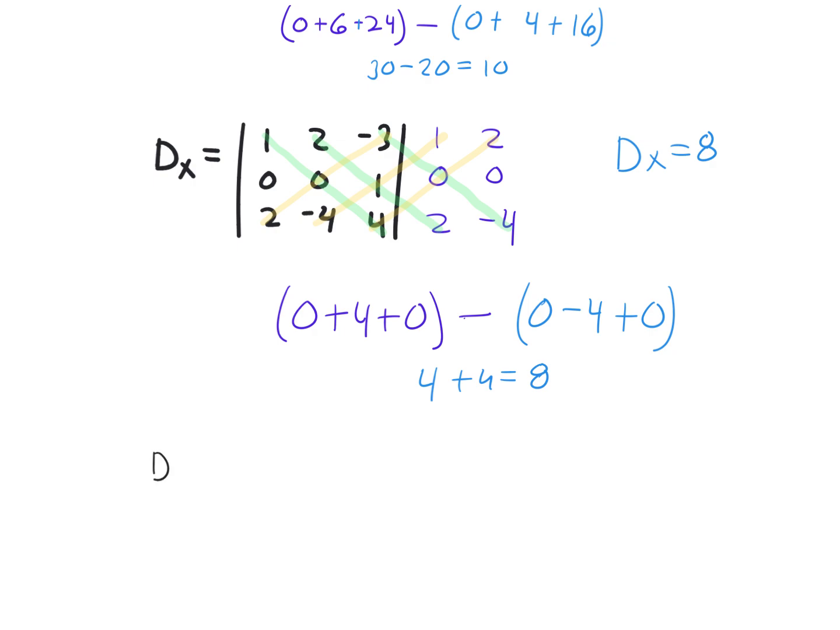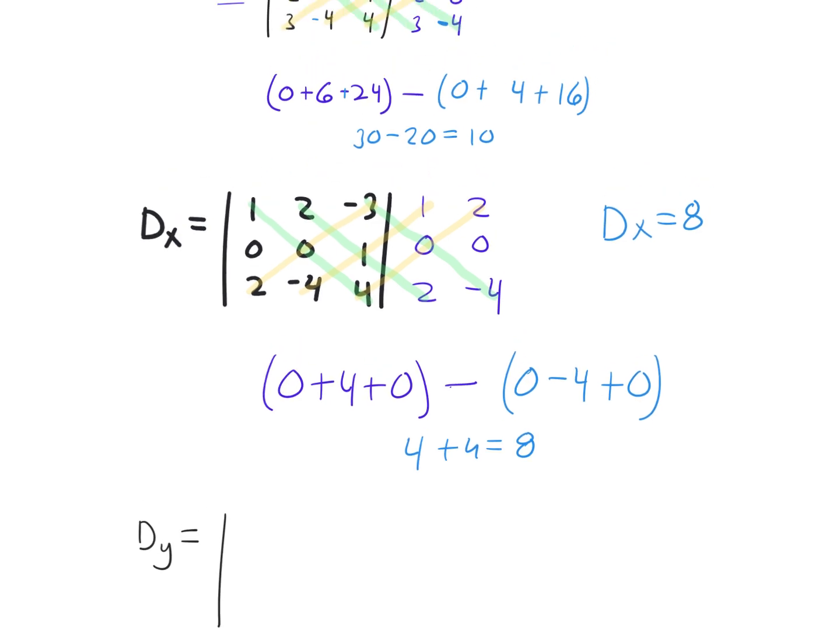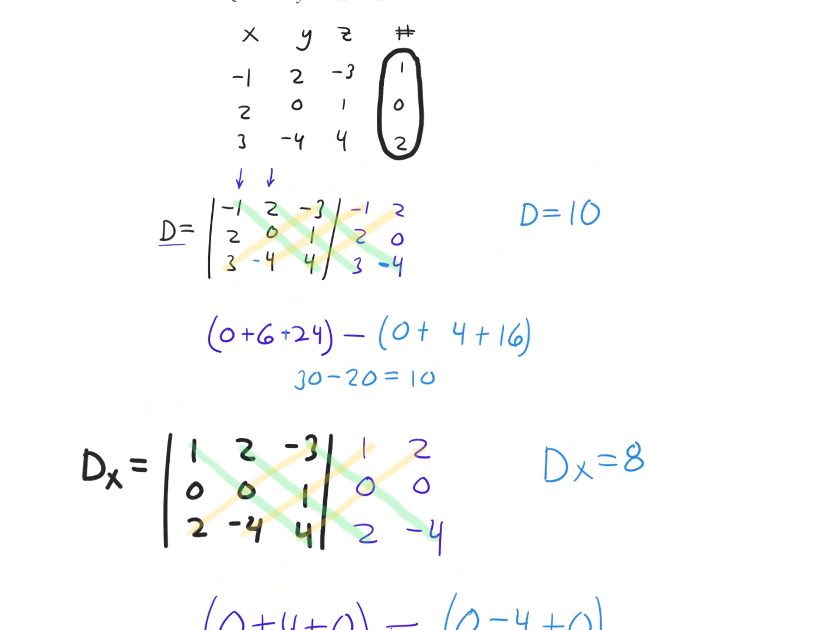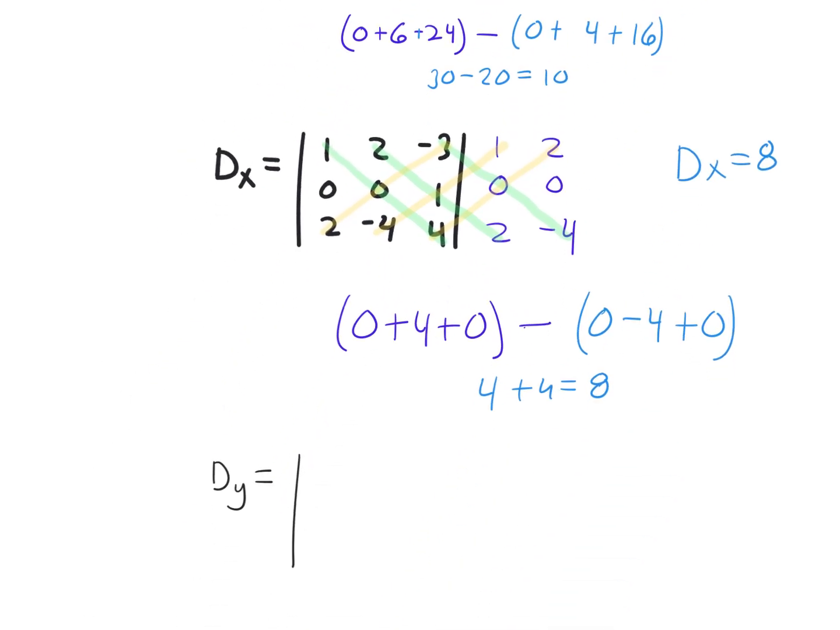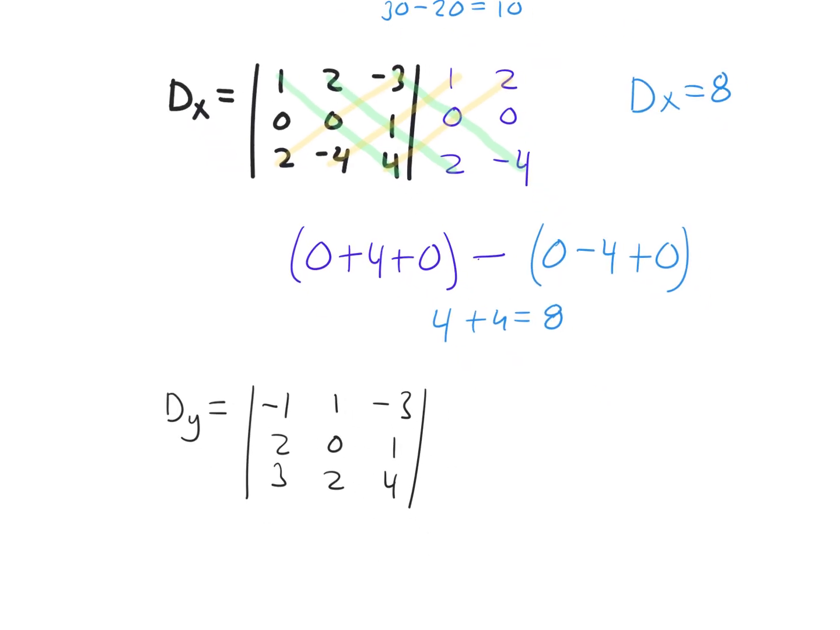Now let's try this again with the y's. So dy is going to be, okay, -1, 2, and 3 are going to stay the same. Now we replace the y column with a 1, a 0, and a 2. And then you keep the z column the same, -3, 1, and 4. And then once again, copy your 2 columns on the side to get this determinant.